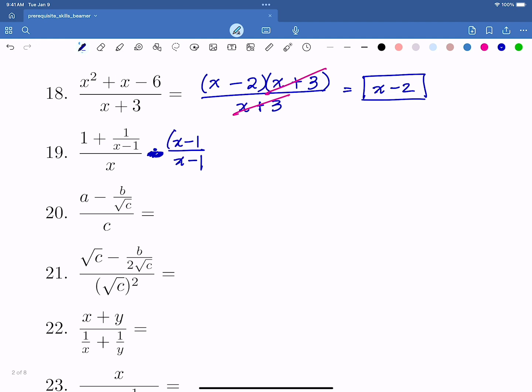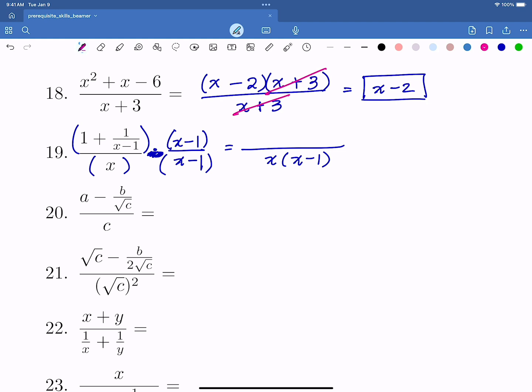I'm going to multiply. Now when we multiply fractions, remember the rule: multiply numerator, multiply denominator. So look, the denominator is easy, x times x minus 1. And I'm going to leave it factored like that, because I'm hoping I'll have a common factor that I can simplify more. Maybe I will, maybe I won't, but for now I'm going to leave that in factored form. The numerator is a little trickier.